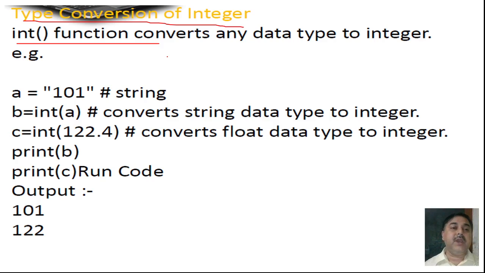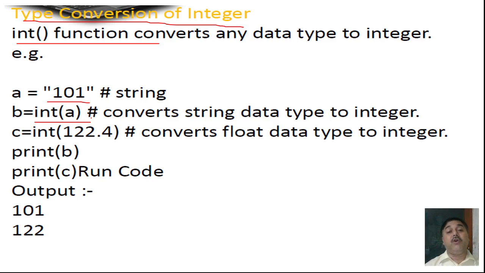See here what I have first given: a equals to, within double inverted commas, 101, that means it is a string. Now b equals to int(a), that means this converts the string data type to an integer, isn't it? I am converting the string into an integer data type. Next you have an integer 122.4. So this is another pattern of the data type that we are working with.